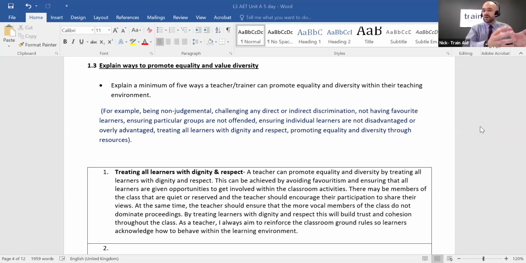So first of all, equality. What is equality? Equality is ensuring that all learners have the same opportunity to achieve their desired goals and outcomes. So you as a teacher can promote an equal atmosphere by ensuring that all learners are supplied with the same technology, the same resources, and are given the same amount of time to complete coursework.